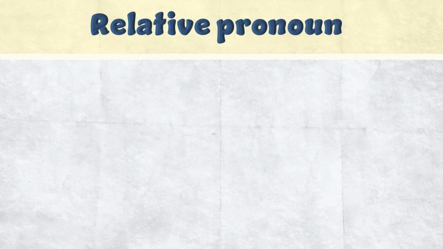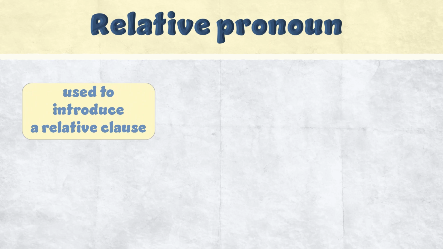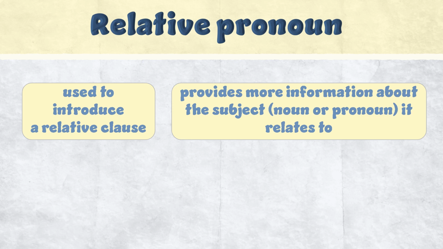Next one is relative pronoun. A relative pronoun is a word that is used to connect an independent clause to a relative clause. Relative pronouns are meant to provide more information about the subject. That could be noun or pronoun it relates to. Now, what is a relative clause, which we talked about?